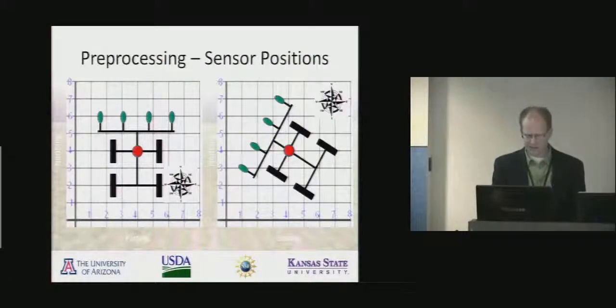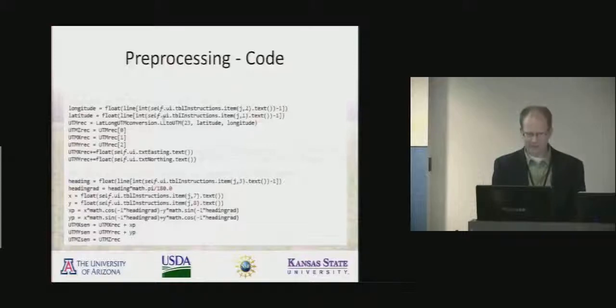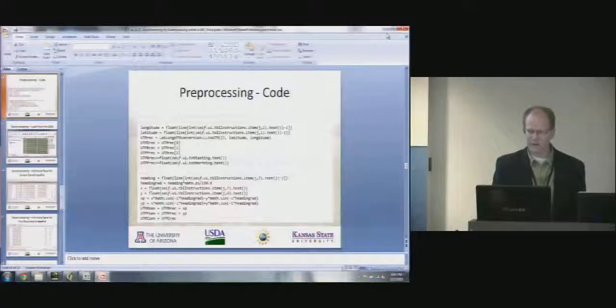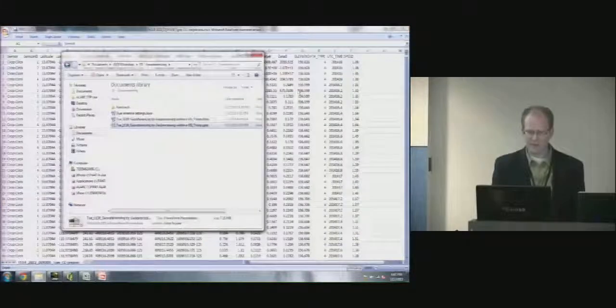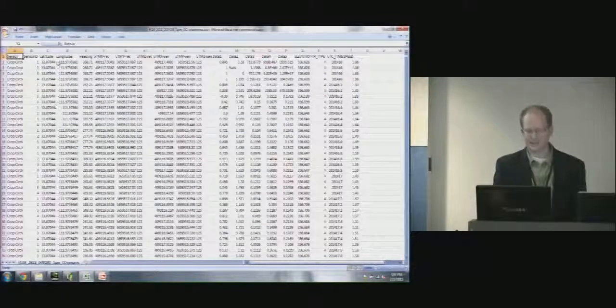And then again, this is the code that does it. This is just a little script in Python that will do those calculations within the GIS software to get you to these values. From lat long, this is all we have to start with, lat long and heading. So we want to calculate UTM X and Y of the receiver and UTM X and Y of each sensor in relation to our plot map.